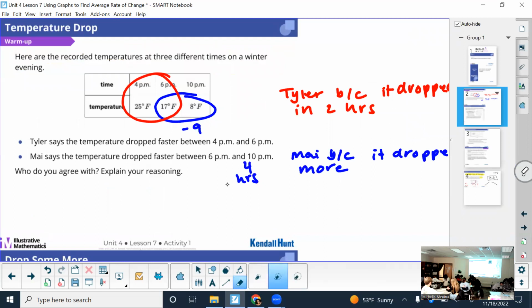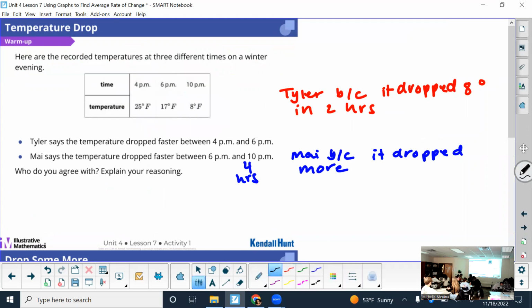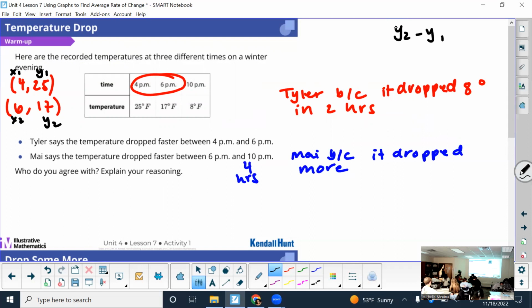So then going back to our warm up, let's actually truly determine who is correct. So for Tyler, I'll leave his in red. He looked at between 4 and 6 p.m. Make those coordinates. So the 4 input has what output? 25. The 6 input has what output? So just make one of them X1, Y1. It doesn't matter which one. The other X2, Y2. And plug it into that formula we talked about: Y2 minus Y1 over X2 minus X1.